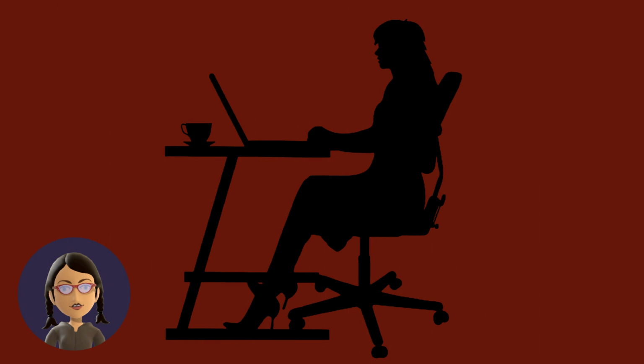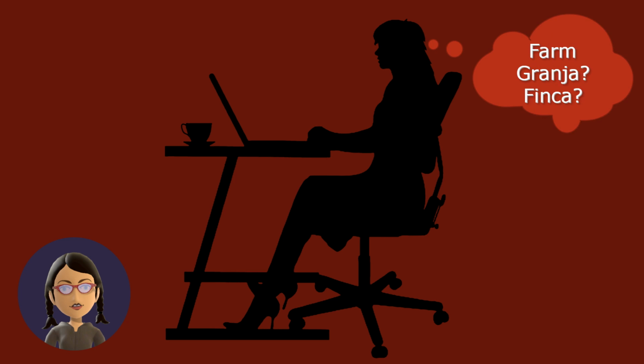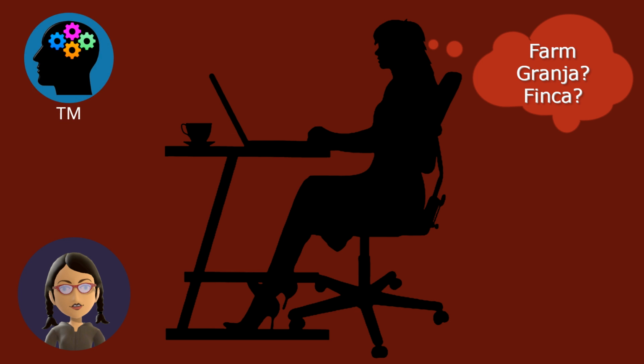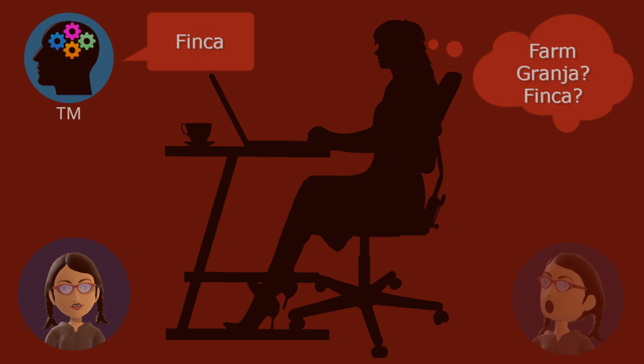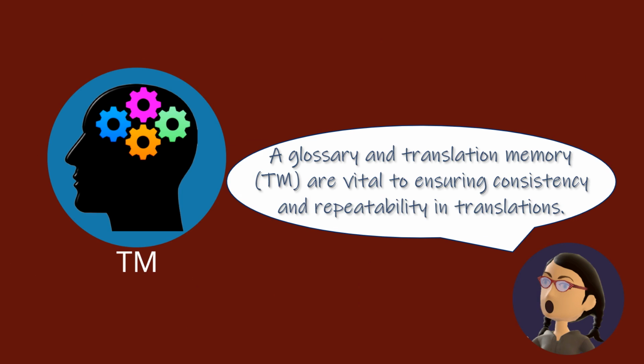Even if you use the same individual all the time for all the translations, consistency is not ensured. Have you ever been writing a paper and halfway through you cannot remember the exact term you used to describe a process earlier in the document? This does not occur when a translation memory exists. A glossary and translation memory, TM, are vital to ensuring consistency and repeatability in translations.